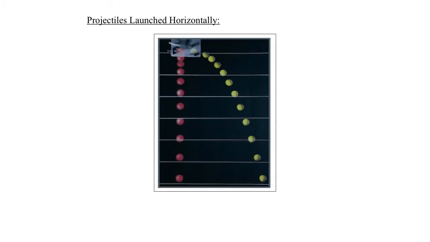So the idea behind this is that we want to see the objects landing at the same time.